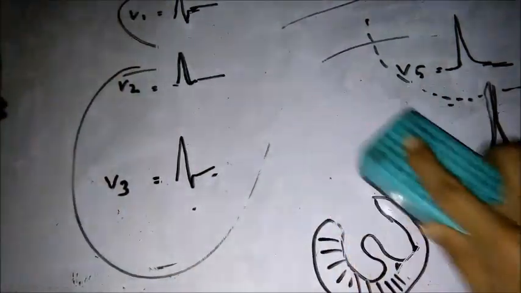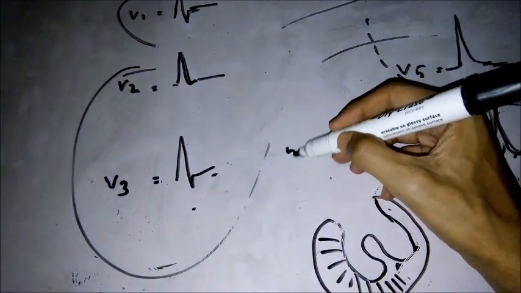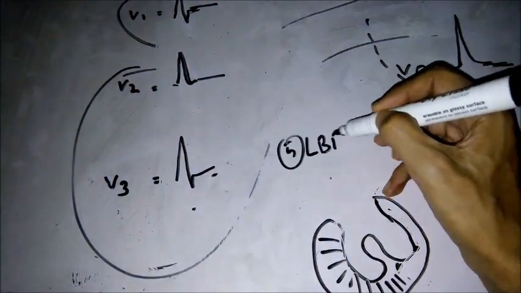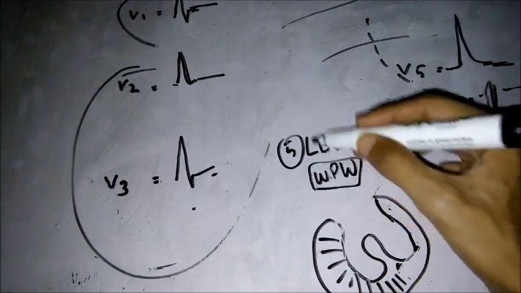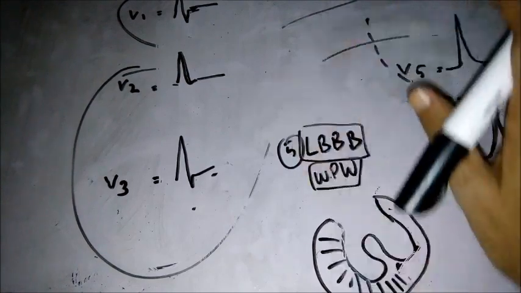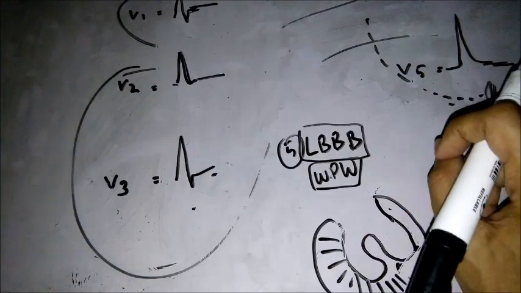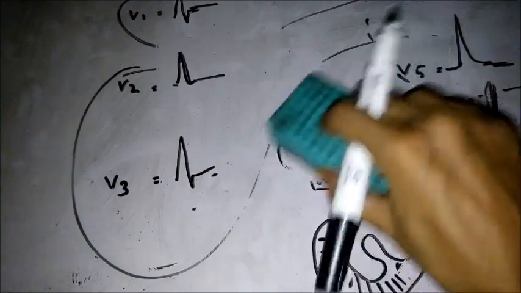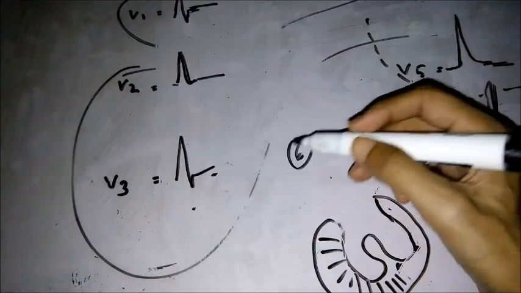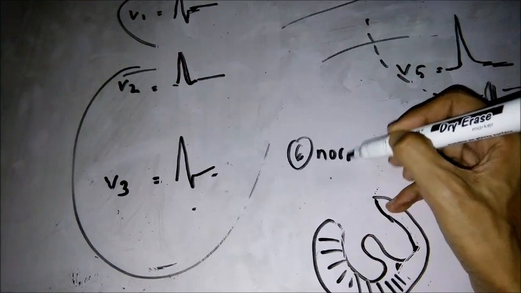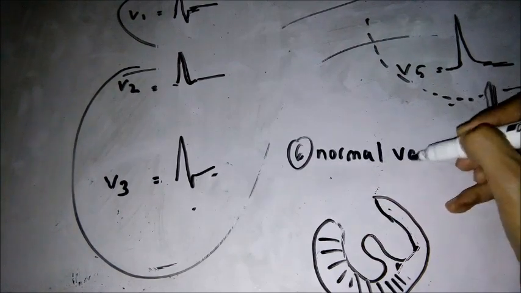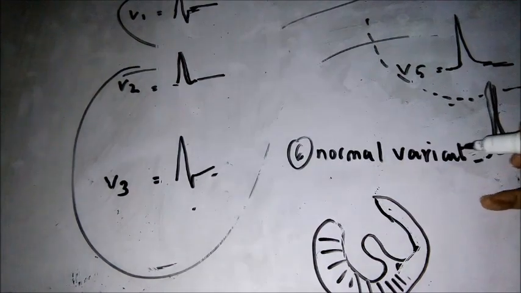Now apart from these, left bundle branch block and Wolff-Parkinson-White syndrome are also causes of poor R wave progression. We won't be discussing these in detail, right? Then there's a normal variant. In some people, the poor R wave progression just could be a normal variant, right? Now here you need to understand some terms.